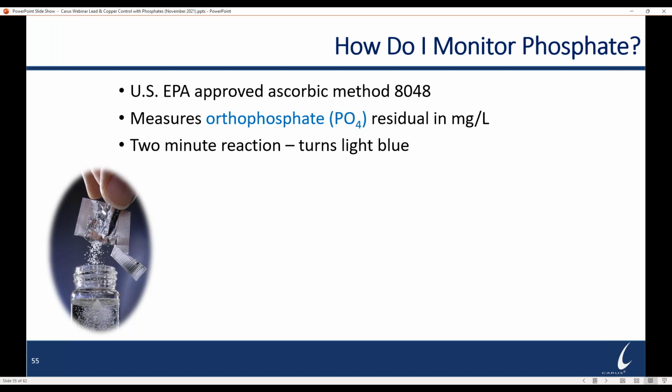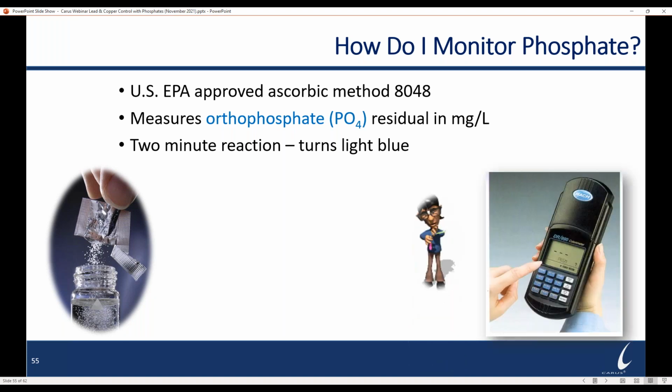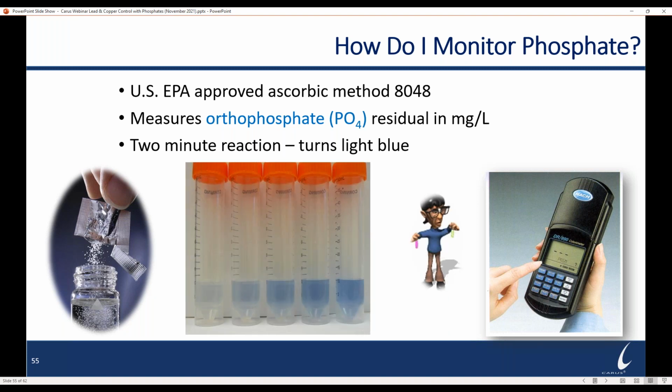You add the powder pillow, you mix the sample, you wait 2 minutes, and then you can read this either on a color wheel that they still produce, or it's better if you read it on a spec so you can get a true reading of the number, not based on your eyesight. The darker the blue color, the higher the orthophosphate content. So just by looking at color, hence the reason why you can still use color wheels, you can determine what the level is, but you can also get a digital readout of what that color is as well.